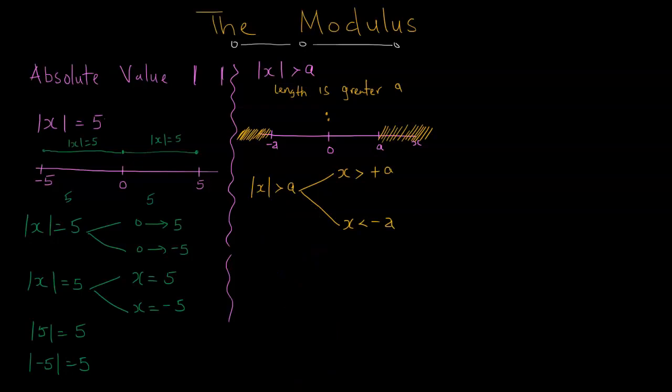The next one is going to be the absolute value of x less than a. So we can also have the number line. This is the 0 mark. a is to the right of it. Negative a is to the left of it. Now, our interest here are all of the values, the length of x, that are less than a. So the length is less than a.